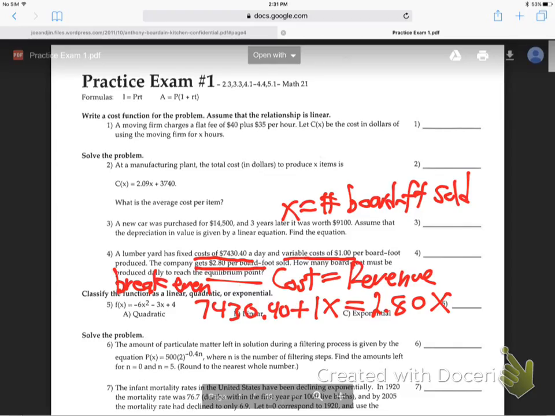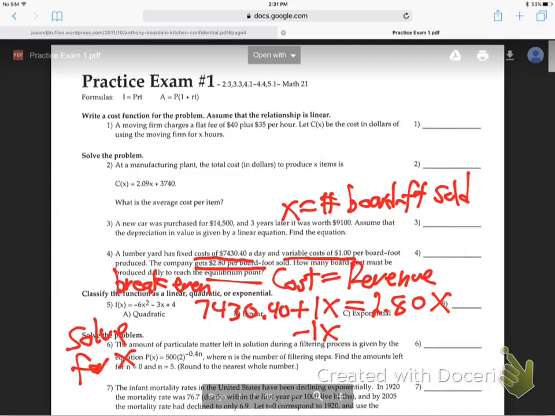The 7430, that's fixed cost every day. To pay their employees and pay their rent and pay their air conditioning bill, it costs them over $7,000 to run the shop. That's fixed. It's going to be automatic whether they sell anything. And it costs them $1 per board foot just to buy the raw materials. And they're making $280 per board foot. So how many board feet do they have to sell to break even? Solve for x, in other words.